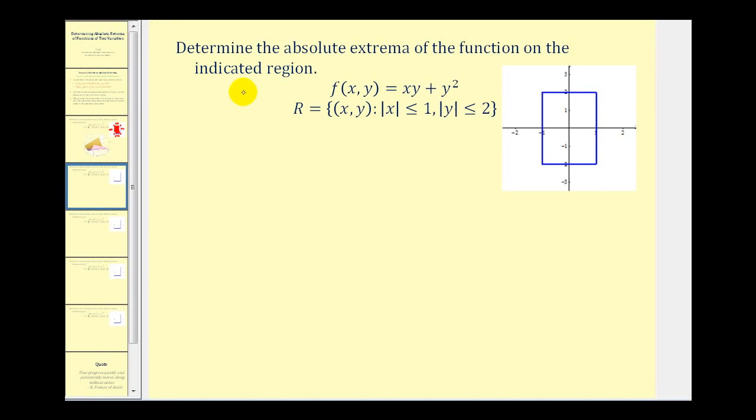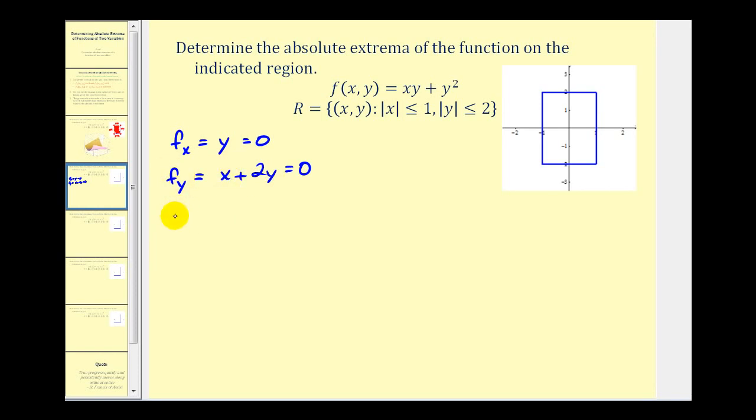So we'll set the first order partials equal to 0 and then solve as a system of equations. So the first order partial with respect to x would be y plus 0. So we want to know when this is 0 and also when the partial with respect to y would also be 0. So this would be x plus 2y equals 0. So we can tell from this first equation that y has to be 0, and if y has to be 0, then x has to be 0.